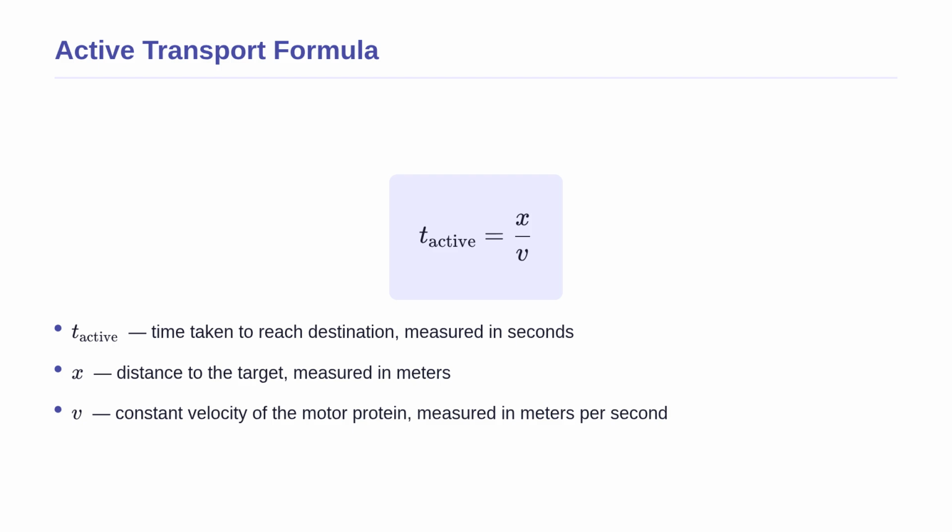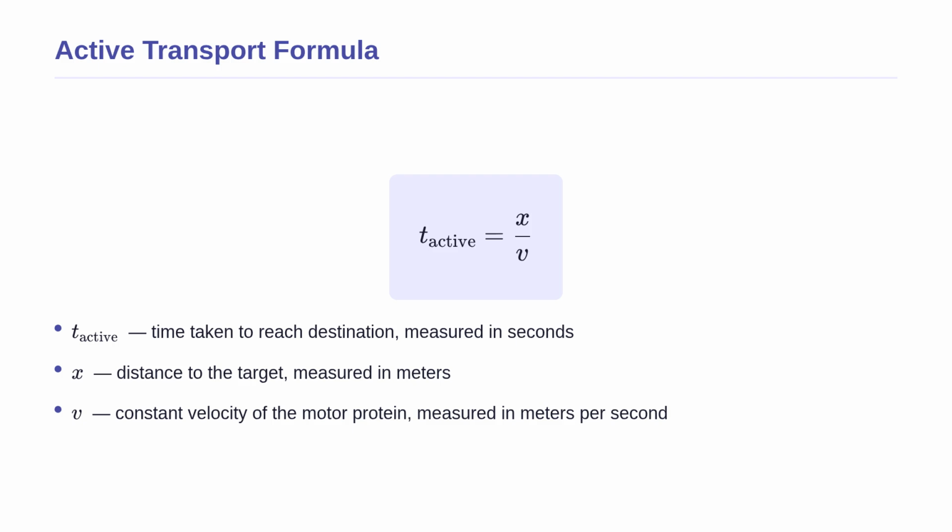Here, T sub active represents the time taken to reach the destination in seconds. The variable x is the exact same distance to the target in meters. The variable v represents the constant velocity of the motor protein carrying the vesicle, measured in meters per second.